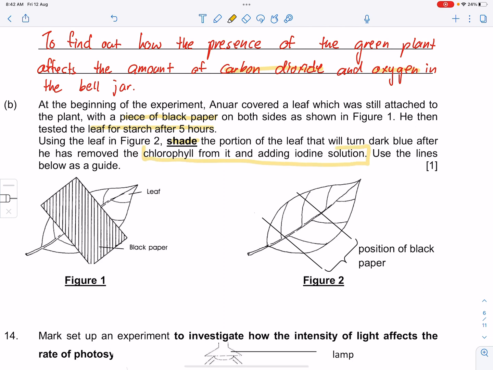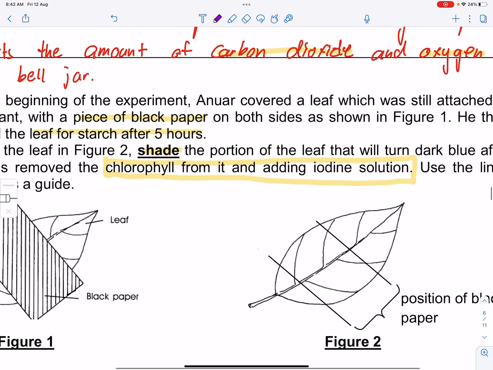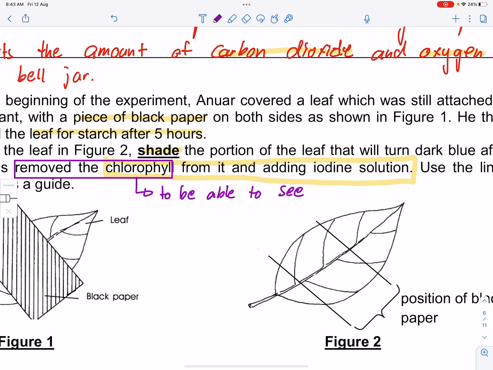Remember, this part is part of the starch test procedure, just in case you all forgot. The reason why you need to remove the chlorophyll is so that you would be able to see the color change clearly. Remember, chlorophyll is green in color. If you were to stain the leaf, any color change is very hard to visualize if you don't remove the green first.